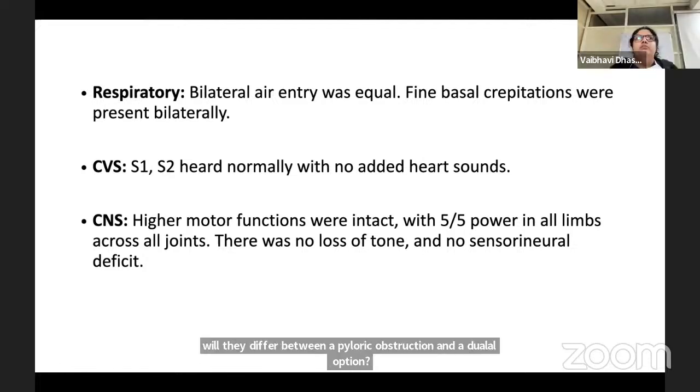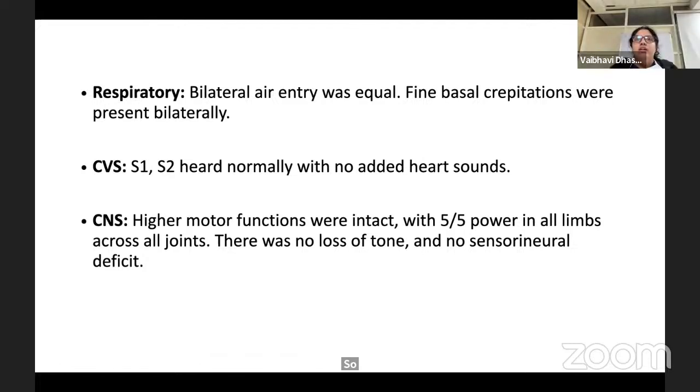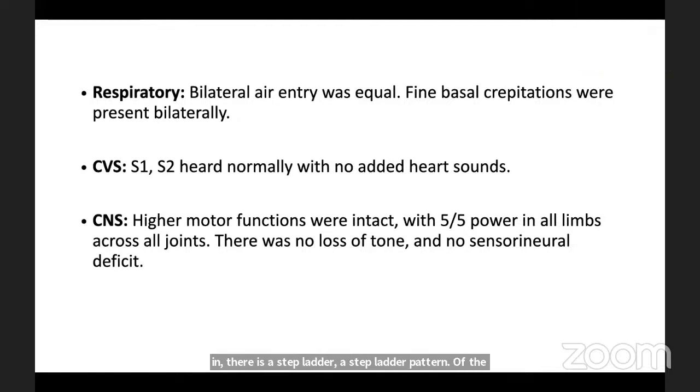In pyloric obstruction, we will have movement of the visible peristalsis from the left side to the right side. And in duodenal obstruction, there is a step ladder pattern of the peristalsis. Very nice. Very nice.